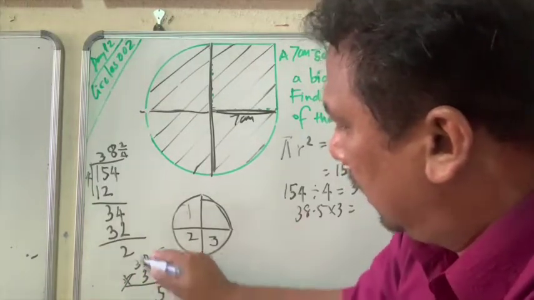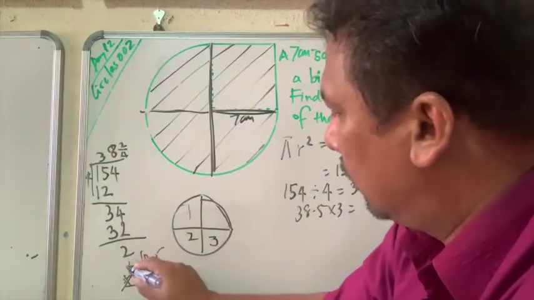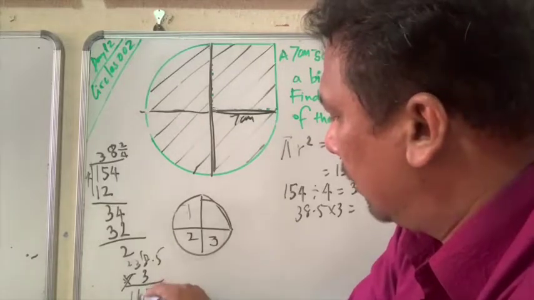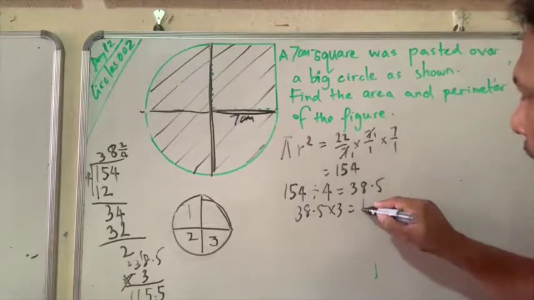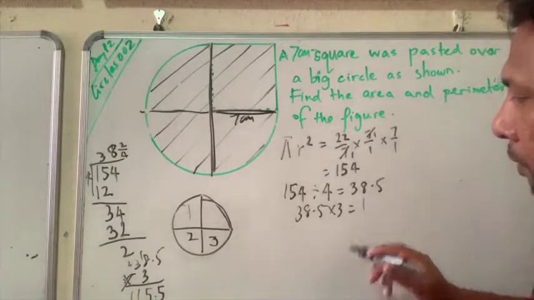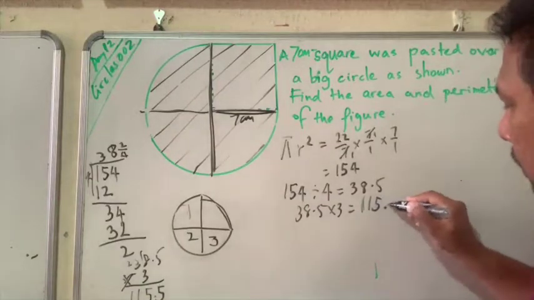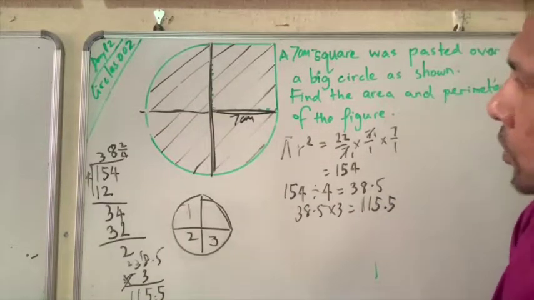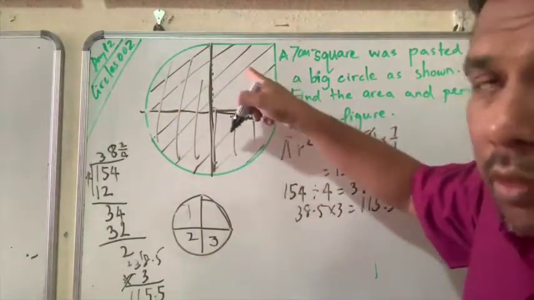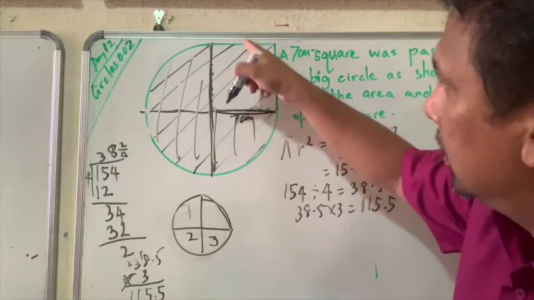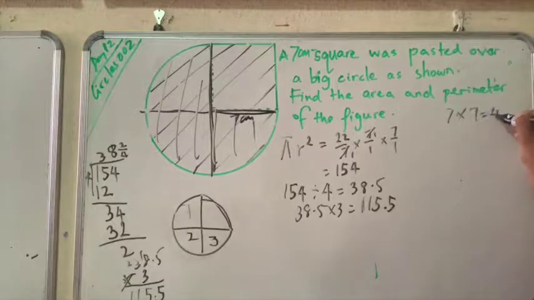5 times 3, 15. 8 times 3, 24, 25. 3 times 3, 9, 11. It's 115.5. Yeah. 115.5. So the area of this part here is 115.5. We need to add one more part here, which is 7 times 7. The area of the square is 7 times 7 is 49.